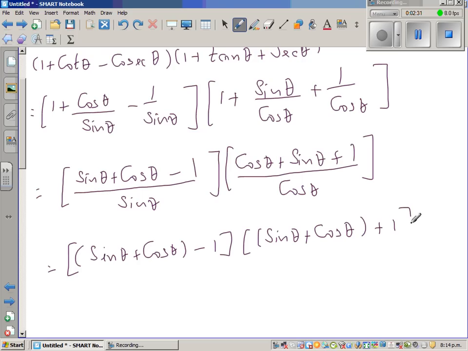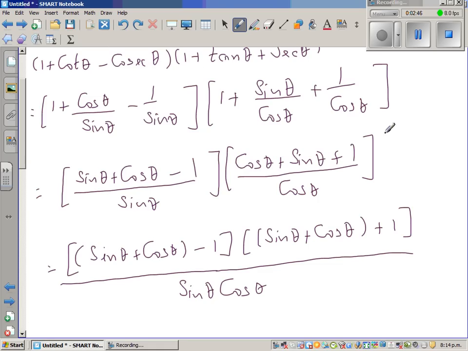So is this form familiar to you? If you look properly, you can see a formula. I'm trying to develop a formula. So which formula is this? Hopefully you have seen it. The formula is (a plus b) times (a minus b) is a squared minus b squared, the difference of two squares. So you can treat this whole thing as a, and this as your b. So this is a minus b and a plus b, whichever way you write.